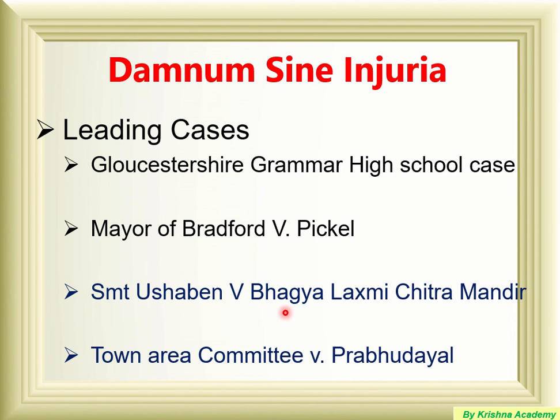And the last one, which is again equally important, is Town Area Committee versus Prabhudayal. The fact of the case is that Prabhudayal had built certain shops in the market on land which was unauthorized and belonged to the Town Area Municipal Committee. The shops were also rented out. Prabhudayal was getting rent money and enjoying ownership of the shops, though they were on unauthorized land.